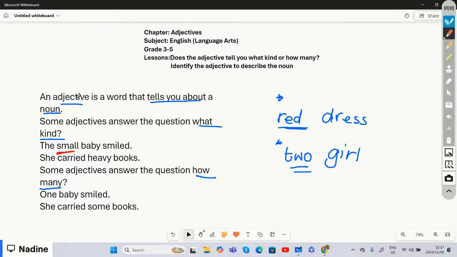All right. The next one says she carried heavy books. She carried heavy books. What is our adjective within that sentence? She carried heavy books. We need to select the adjective within that sentence.